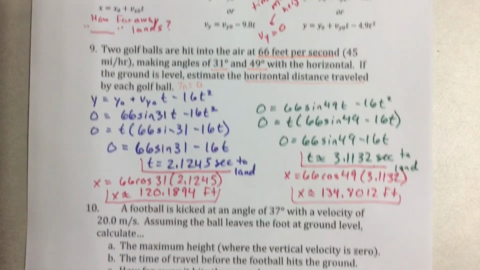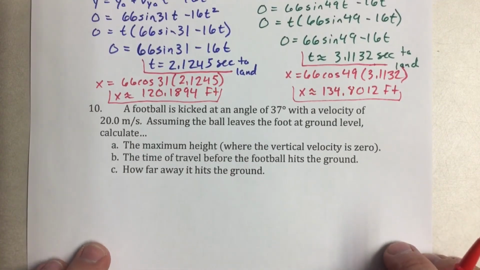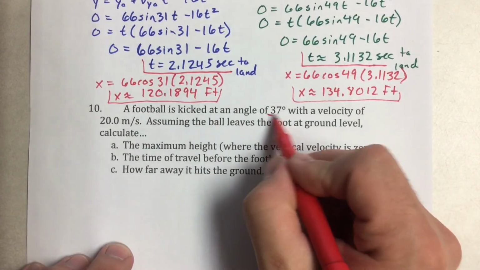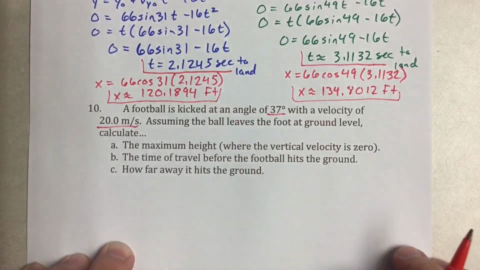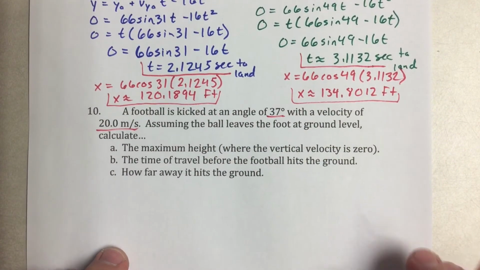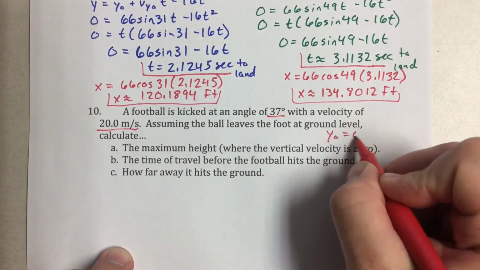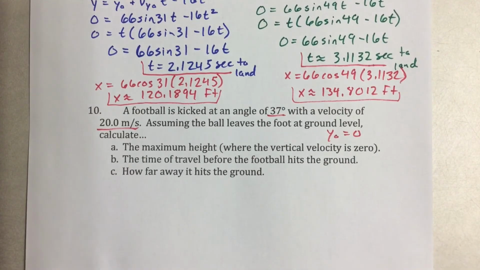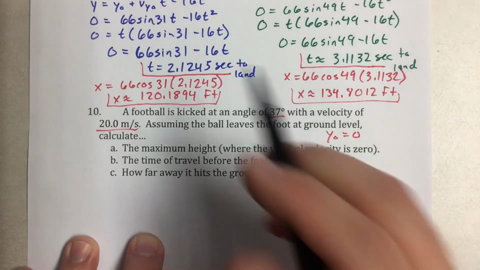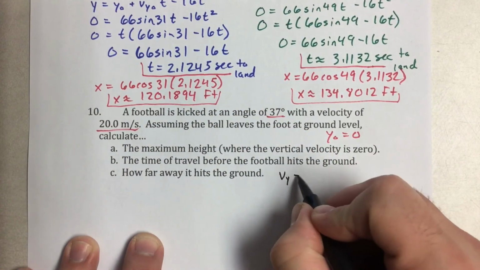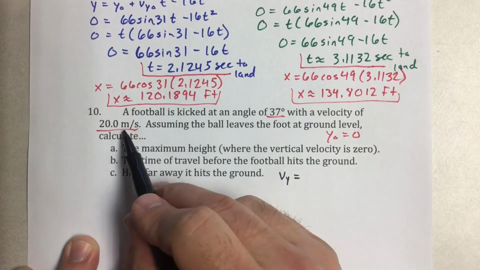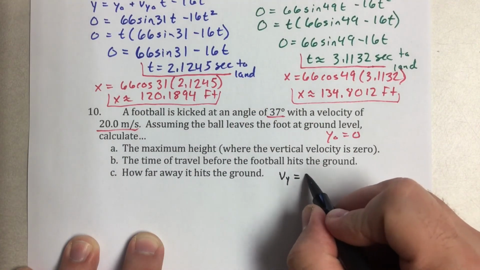All right, so let's look at the last problem. So a football is kicked at an angle of 32 degrees with a velocity of 20 meters per second. Assuming the ball leaves the foot at ground level, so y sub 0 is 0. So what is the maximum height? Okay, so we can at least find the time to the maximum height. Remembering here that the time to the maximum height we can find by setting our velocity equation. So we're measuring in meters, so we're using the 9.8.